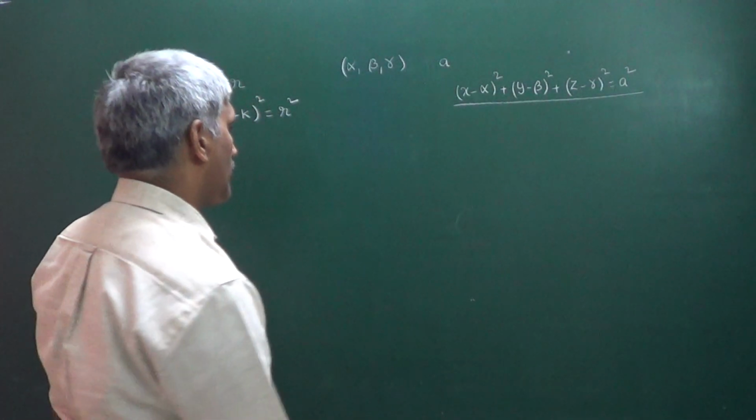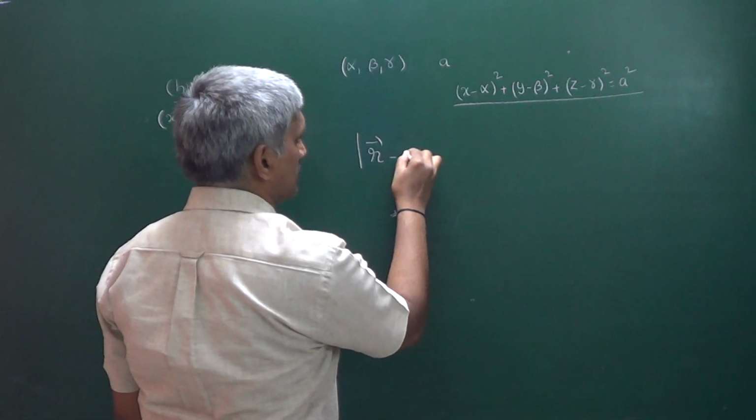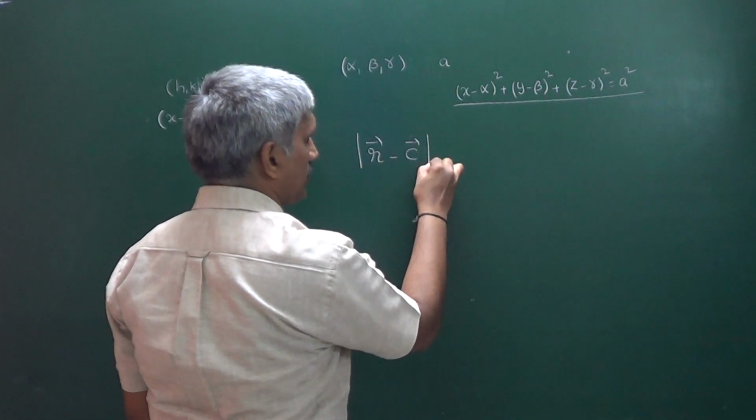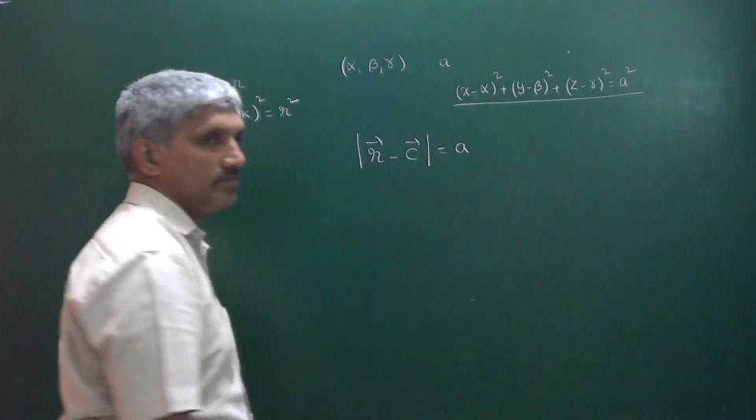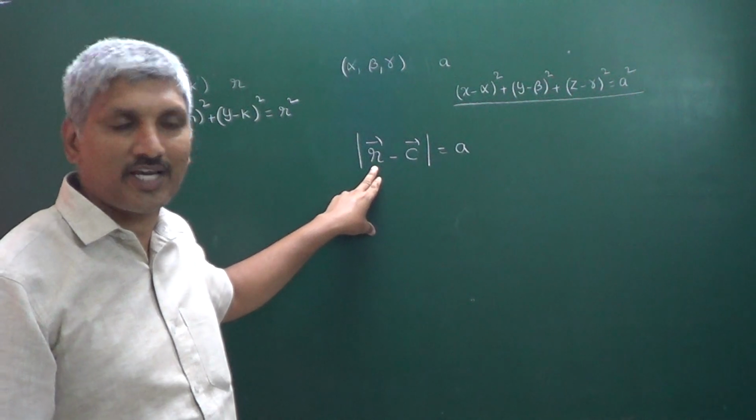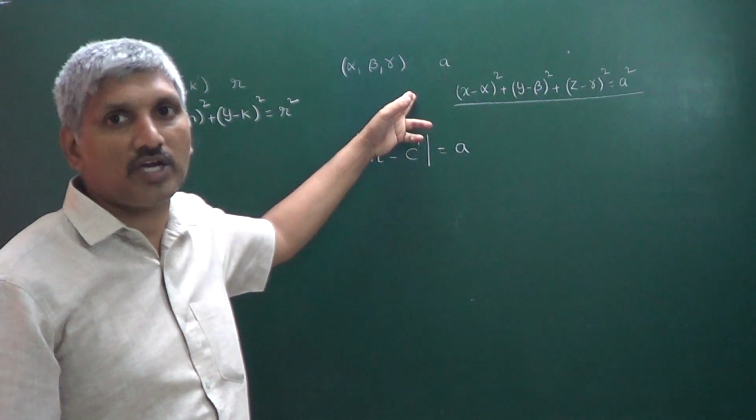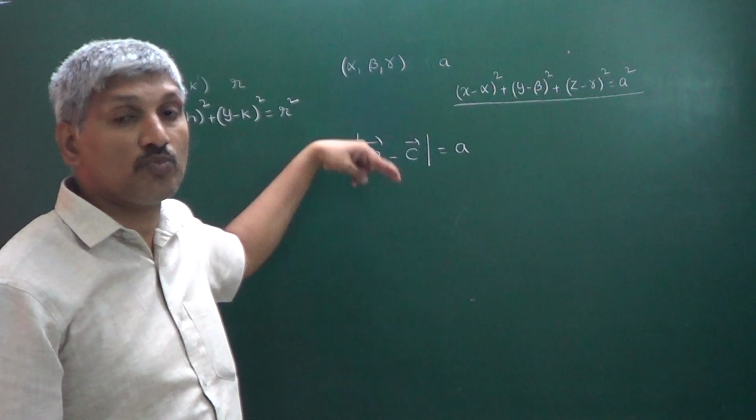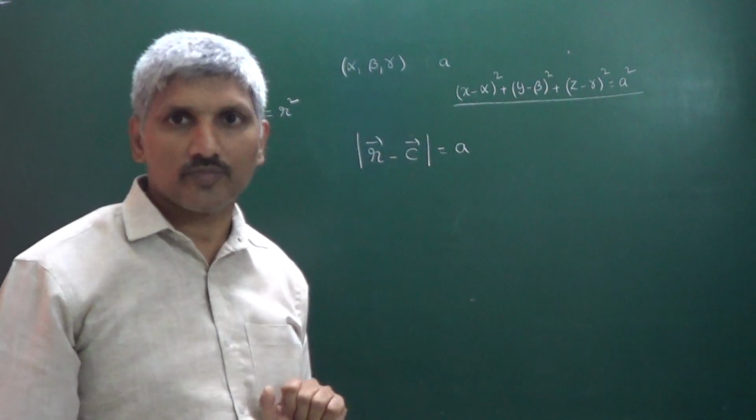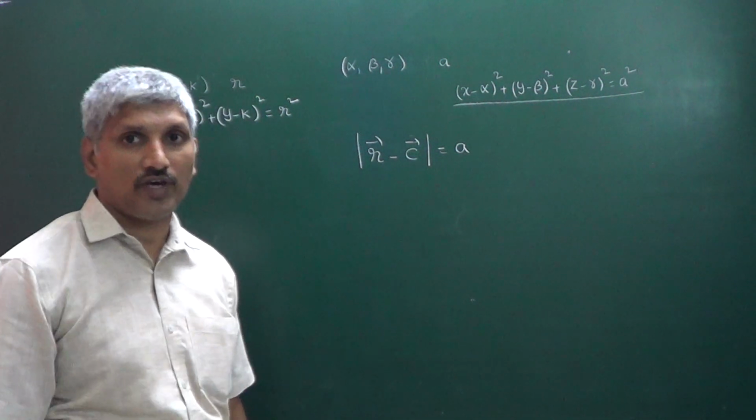The same we can write in vector form as modulus of r bar minus c bar is equal to a, right? Where r bar is equal to xi plus yj plus zk and c bar is equal to alpha i plus beta j plus gamma k. The distance between those 2 points is equal to a. Okay, so that is the central form of the equation of a sphere.